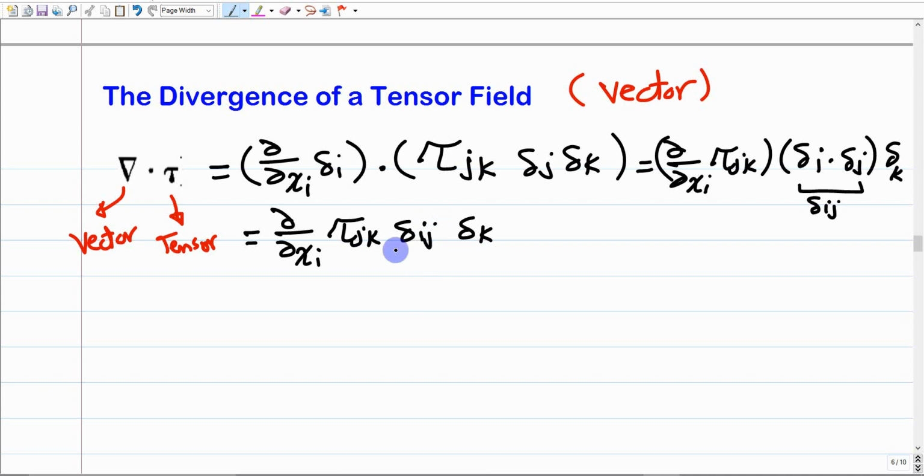So how about if you decided to get rid of the delta ij? It means that you have to use the same index for both I and j. So let us use for both of them I, for example. So I'm gonna use partial per partial xi tau ik. I replace j with I because I decided to use the same index for both I and j. So now I can remove the delta ij, and I'm still gonna end up with delta k. This is a vector quantity. It has only one unit vector, delta k.